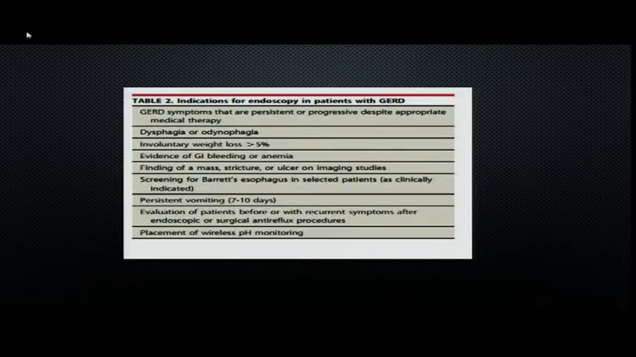So here's the indications for endoscopy by most gastroenterologists with GE reflux. And these are very much like the alarm symptoms we talked about. Persistent and progressive despite appropriate medical therapy. Most of the algorithms show almost 2 months of treatment with PPIs prior to this. Dysphagia or odynophagia, involuntary weight loss, any coffee ground emesis or anemia, guaiac-positive stools, finding of a stricture or mass on other imaging studies. Screening for Barrett's, very important. And vomiting, recurrent symptoms after an endoscopic or surgical anti-reflux procedure, or the placement of a pH monitor.